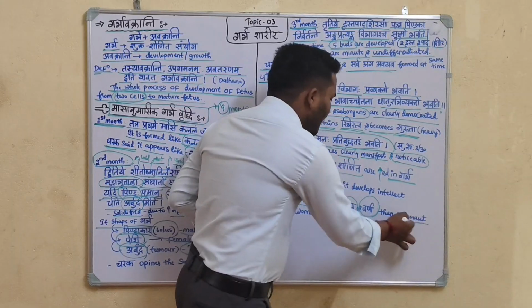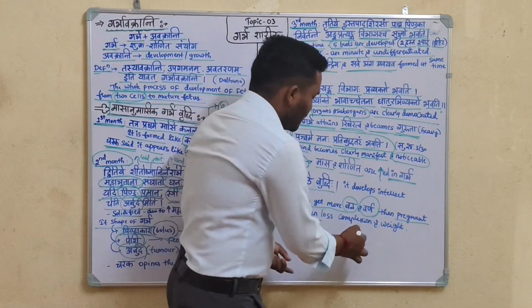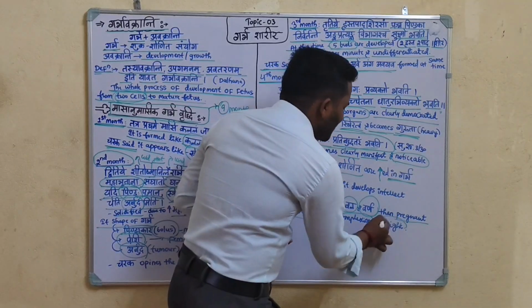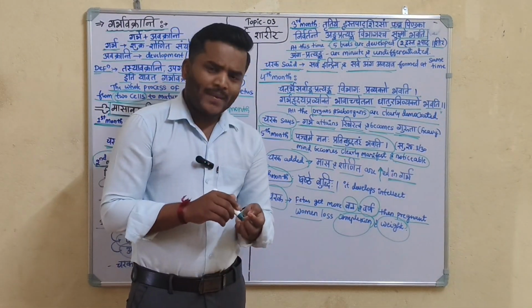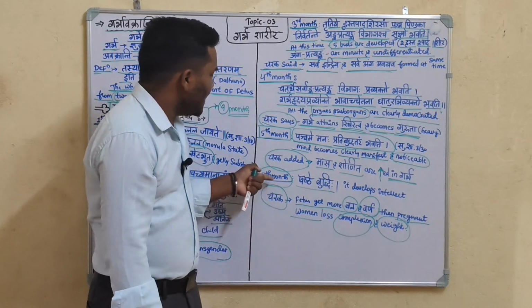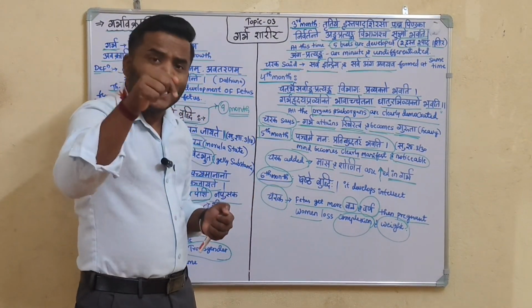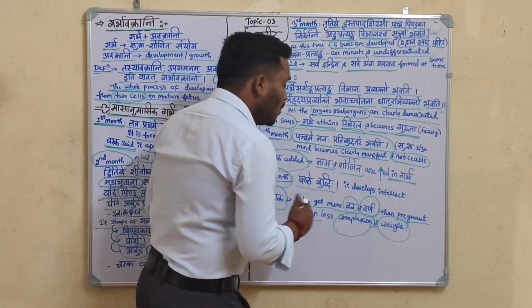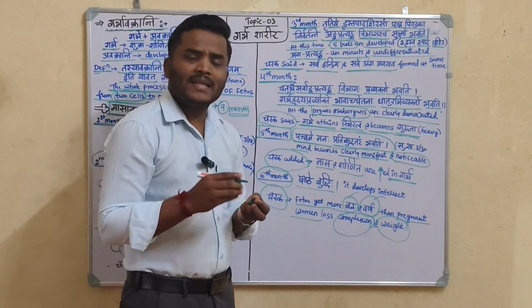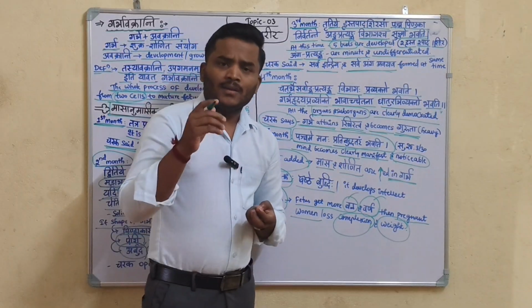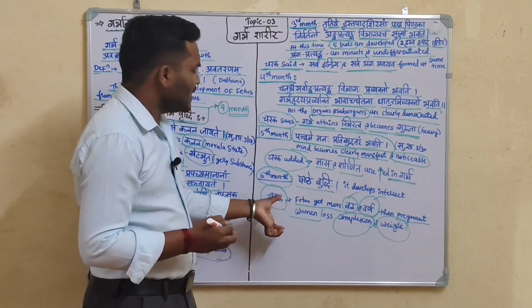Then the pregnant woman loses complexion and weight. The complexion is reduced in the sixth month of the pregnant woman, but the fetus attains more strength and more complexion. That's why the pregnant woman loses weight and complexion. This is in the sixth month.